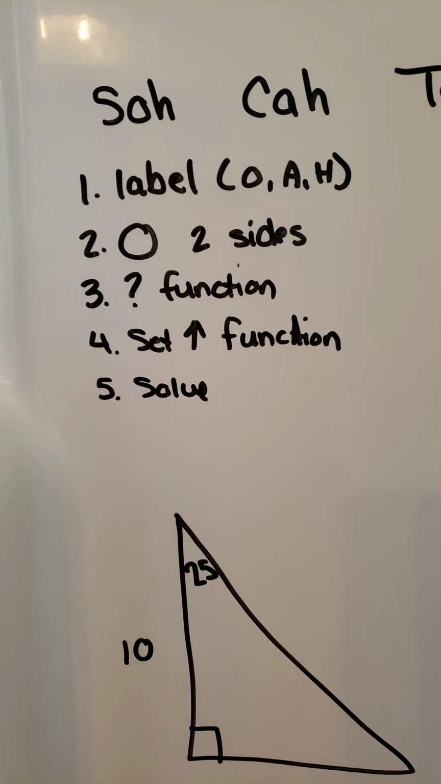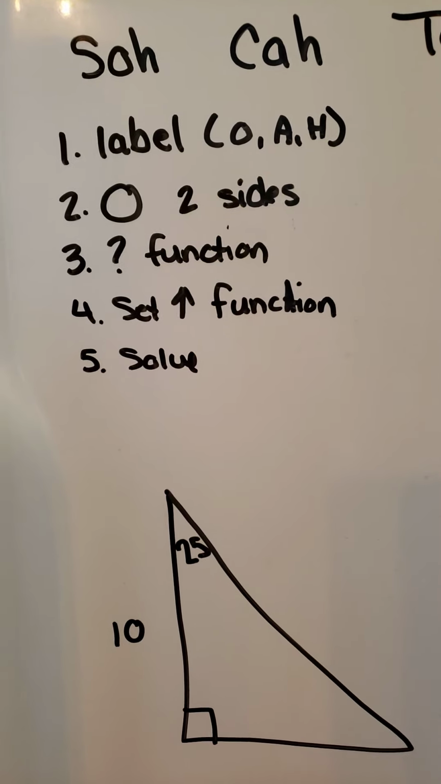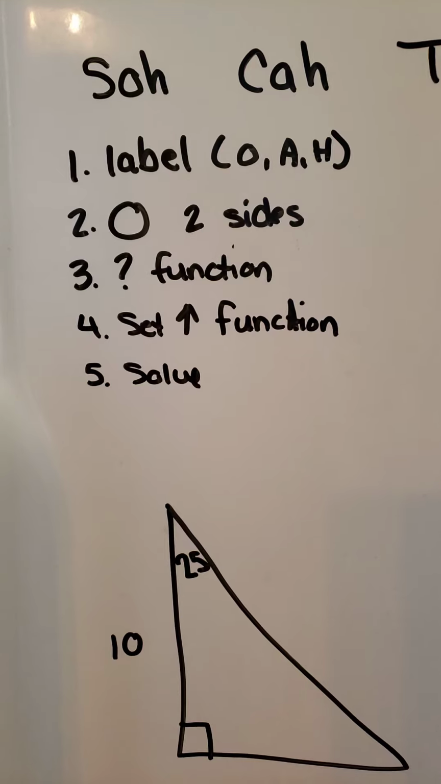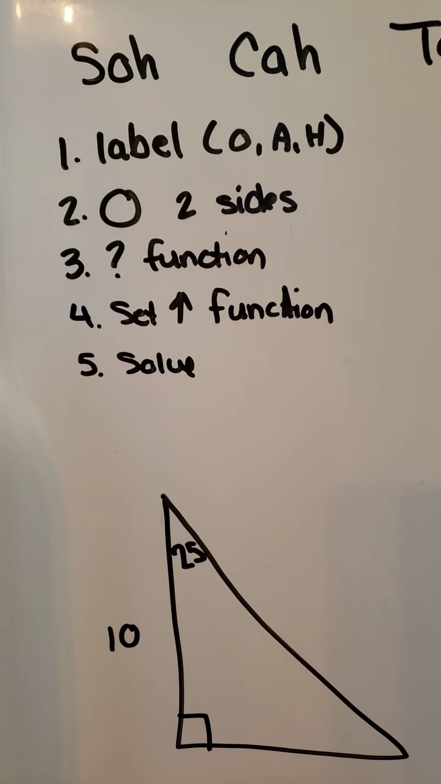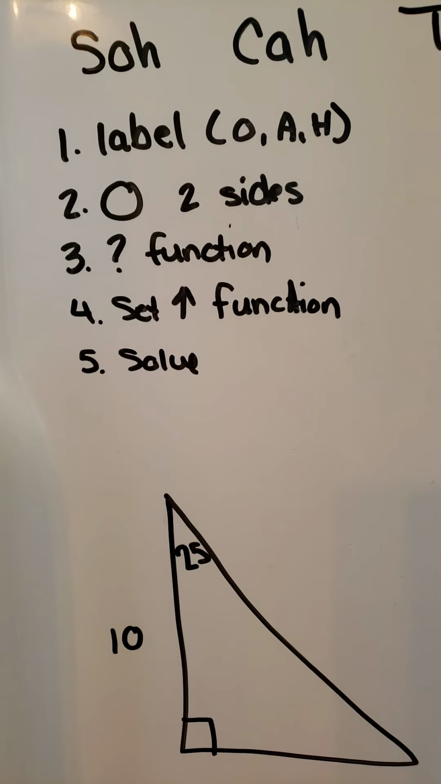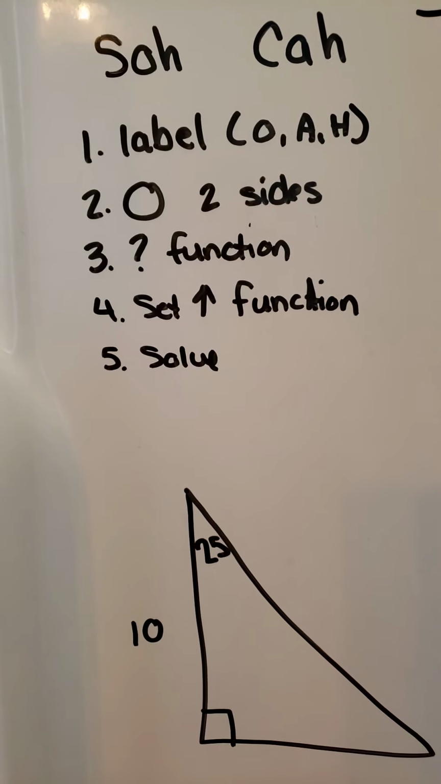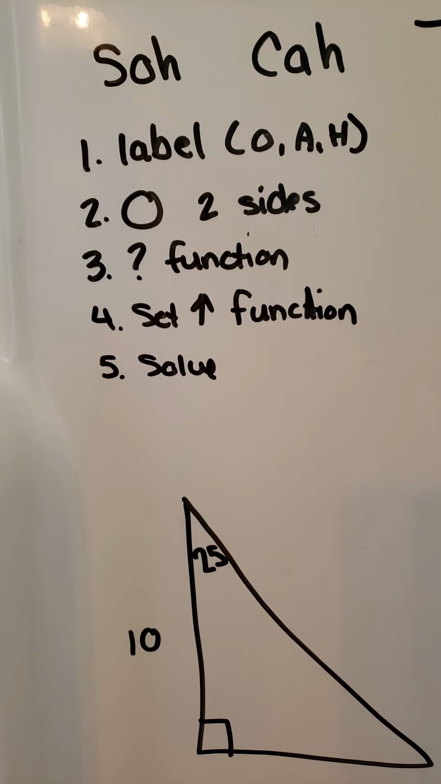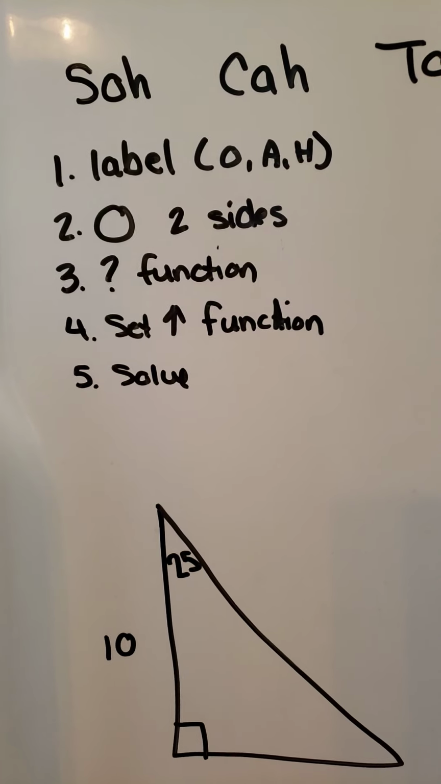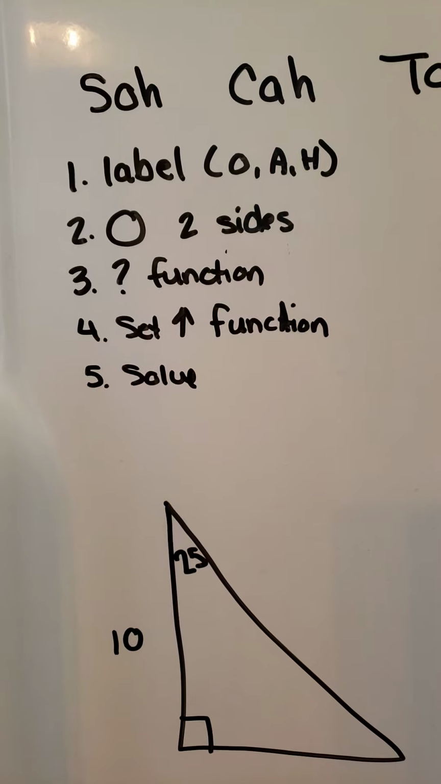And then I had given you guys 5 steps as a reminder on how to do trig. Our first step was we labeled our sides based on the reference angle, and they would be labeled as opposite, adjacent, or hypotenuse. Our second step was to circle the 2 sides that had values, or the 2 sides we were going to use. The third step was decide which trig function we were going to use. Were we going to use sine, cosine, or tangent? Our fourth step was to set up that function, and then our fifth step was to solve. We're going to use those steps today.